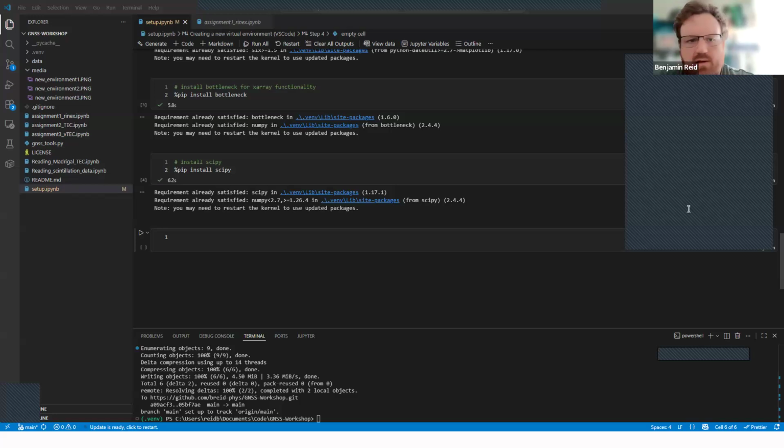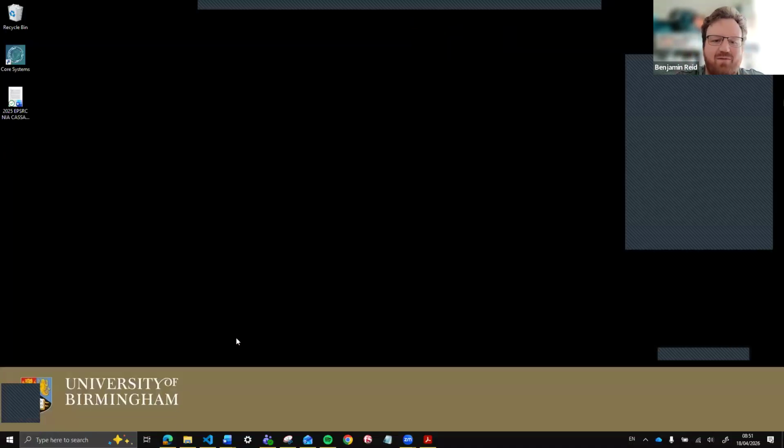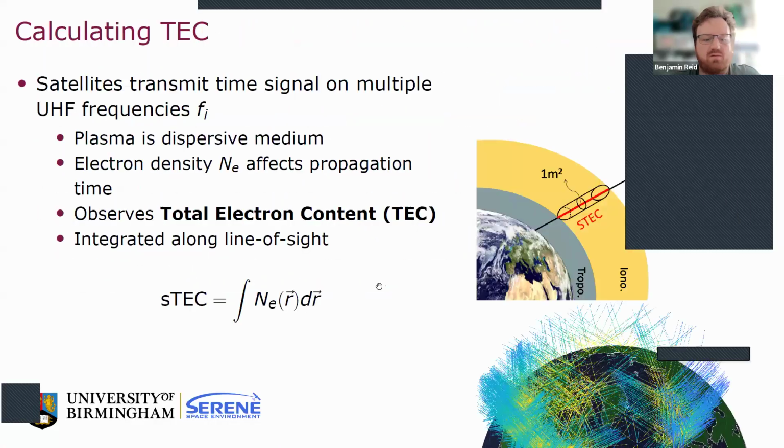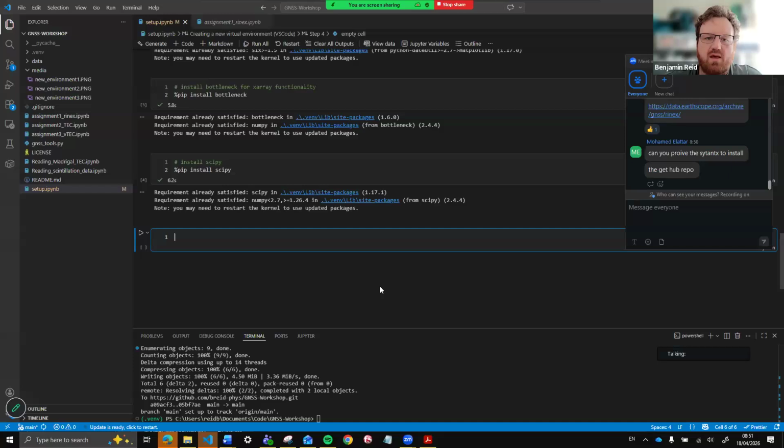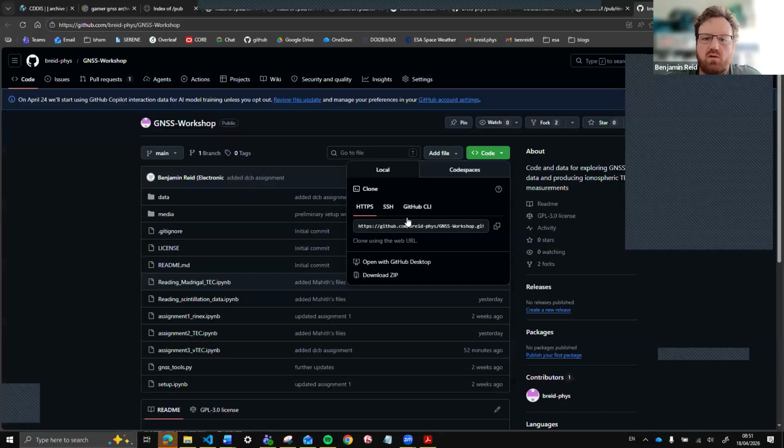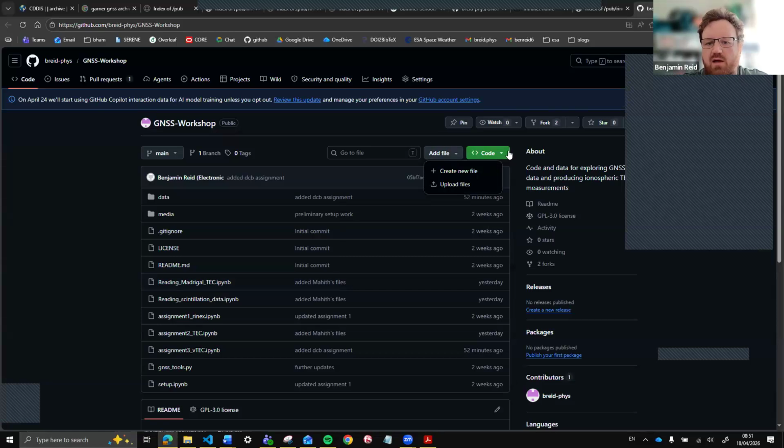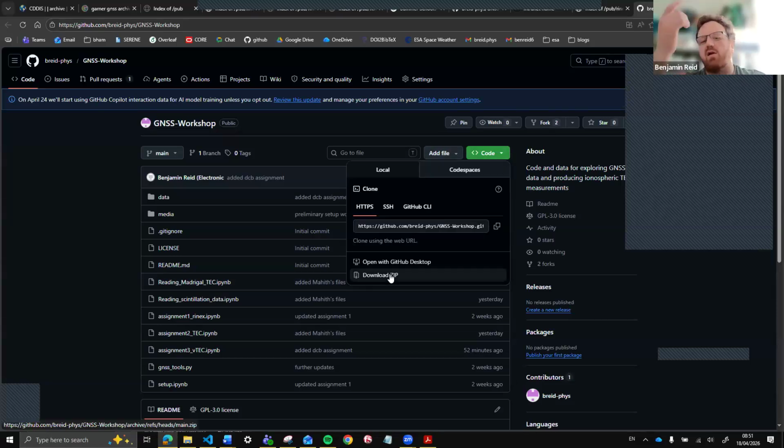To install what? Oh yeah, the syntax that I provided before doesn't work. So what you have to do is go to here, click code, and just download the zip file. Or you can do git clone.